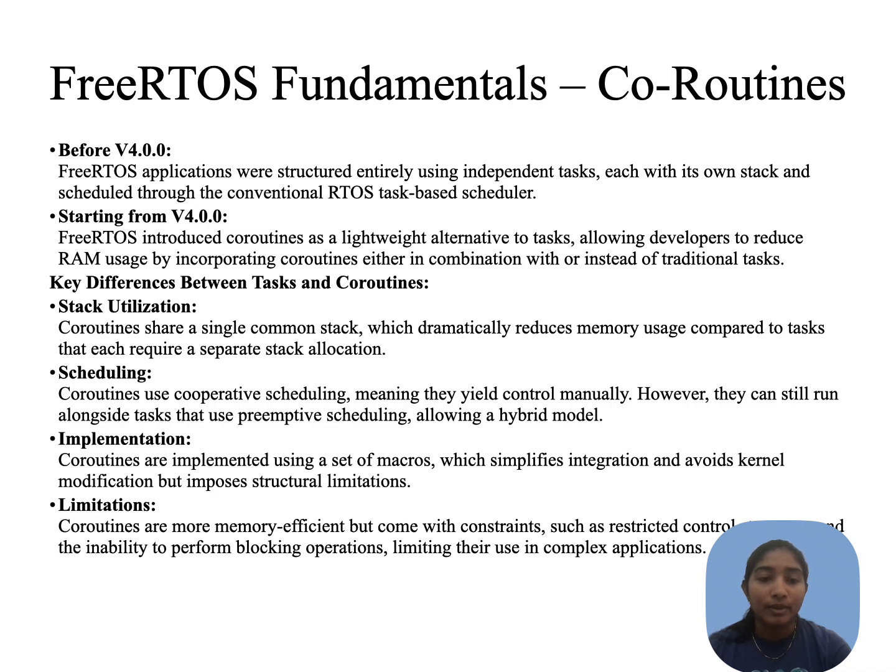Scheduling-wise, coroutines use cooperative scheduling. They yield control manually, unlike tasks which are often preemptively scheduled. Interestingly, tasks and coroutines can coexist, enabling a hybrid scheduling model for added flexibility. Coroutines are implemented using macros, making them easy to integrate without modifying the kernel. But this also introduces limitations. They can't perform blocking operations and have restricted control flow. So they are not suitable for all application types, but are perfect for lightweight periodic functions.